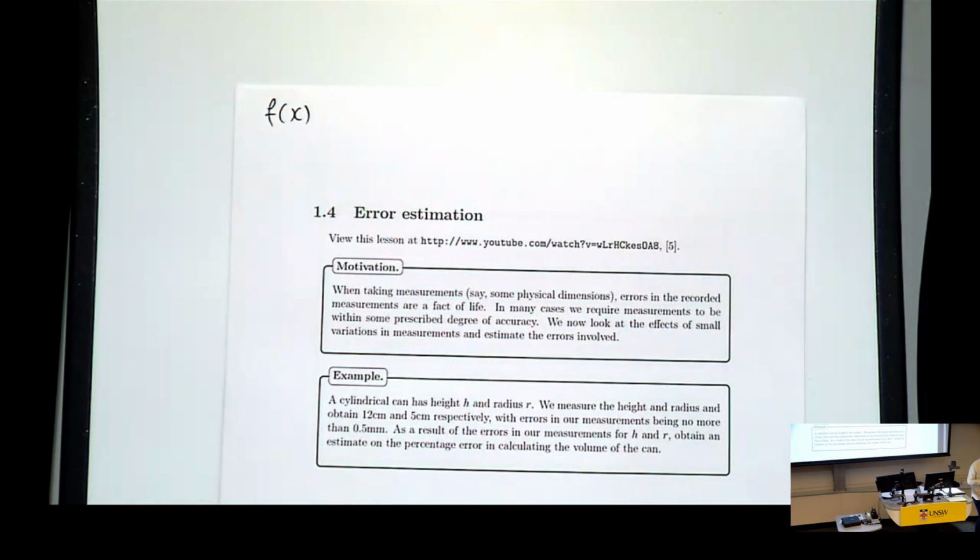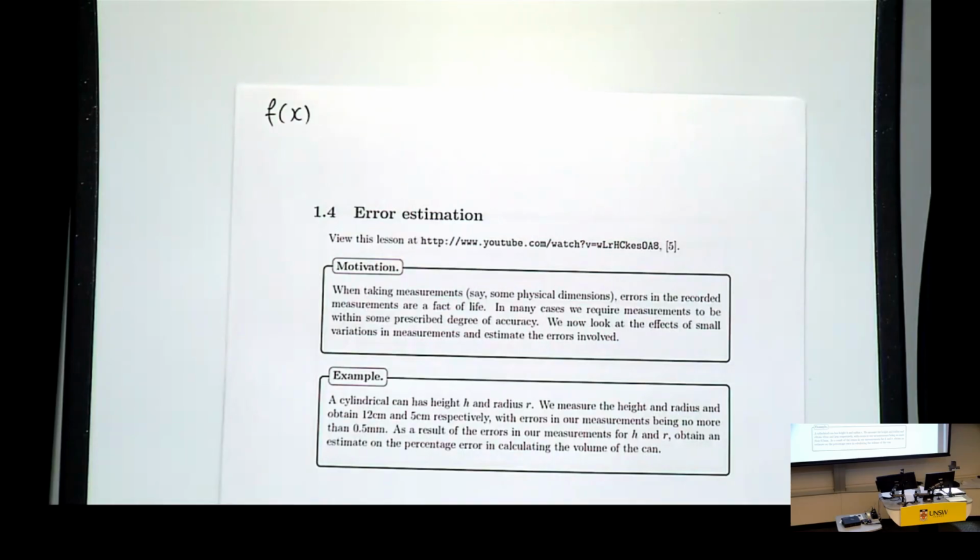Suppose you've got a function, just a function of one variable. And you take a measurement in, say, the x, the input, but you're not sure about it. So you might be measuring something or estimating something that goes into a calculation for something else.